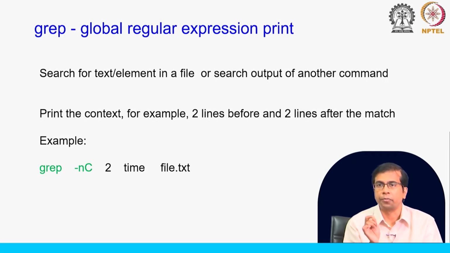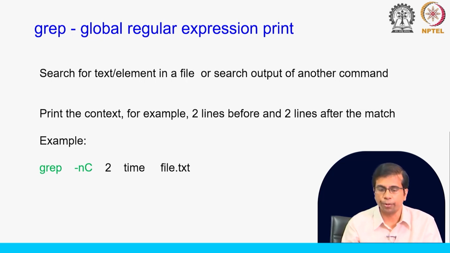So, note these options, whether they are in capital or small letter, this is very important. These are actually critical, you cannot just interchange small and capital. So, this is something that you should note for all commands. So, if you use this -nc2, this means print the context, 2 lines before and 2 lines after the match.